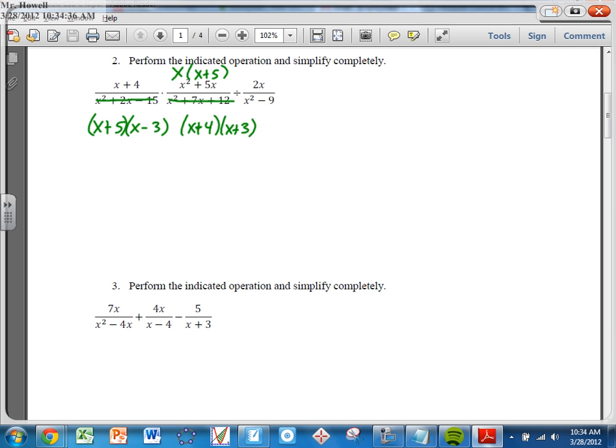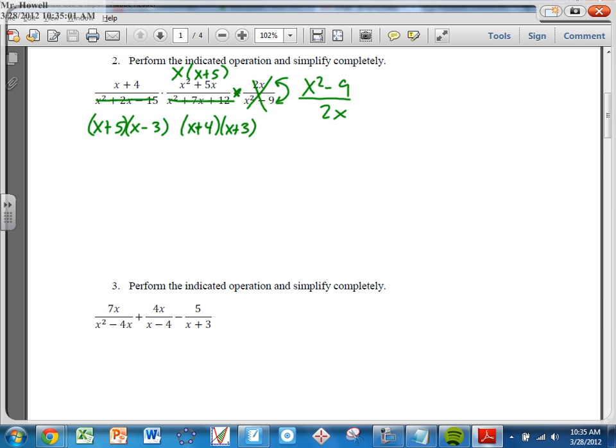Now, the last part, it says divide, doesn't it? So what do we do? Good. Remember, the last part says divide. So you need to flip this around. So please flip this. Rewrite it in your mind, or on the paper, as x squared minus 9 over 2x, and change the division sign to multiplication. And we can factor that.